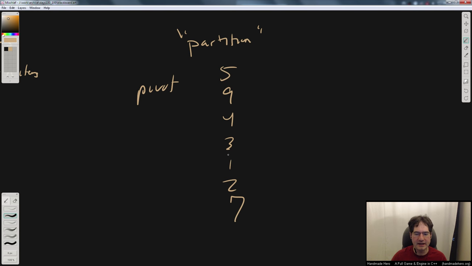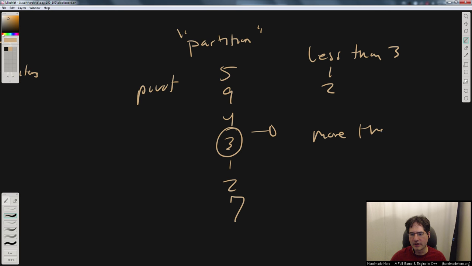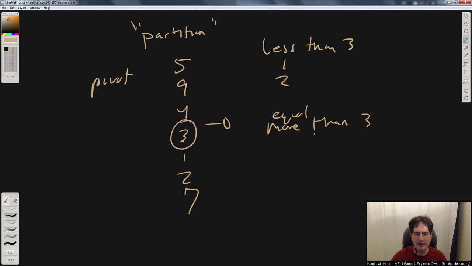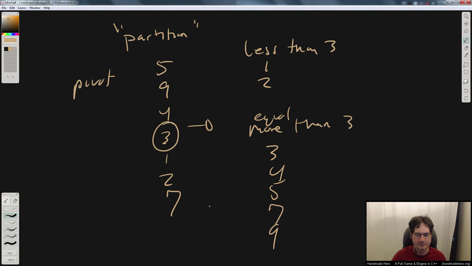So maybe I say the pivot in this case is 3, because that's just what I happen to pick. And so I break this up into things that are less than 3, or less than or equal to, depending on how I do it. But let's just say less than 3. So in this case, we have 1 and 2. And then I do things that are more than or equal to 3, right, because I need to put the 3 itself in there somewhere. And so then I would have, okay, more than or equal to 3, I've got 3, 4, 5, 7, 9, right?